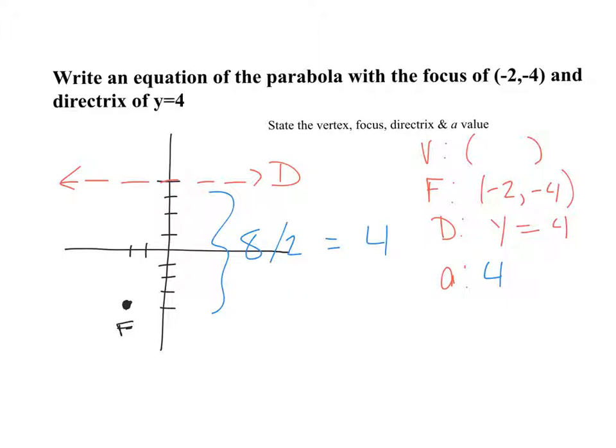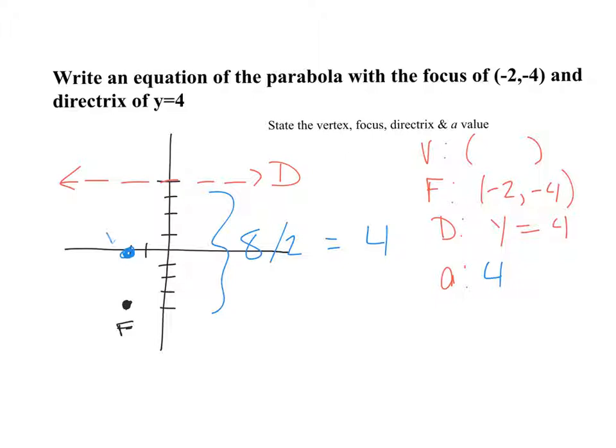So it does not matter which way you count. You can count from the directrix or the focus. You will still get to the point that you need to get to. I'm going to count from the directrix. So if I count 1, 2, 3, 4, I'm right here. So my vertex is right there.